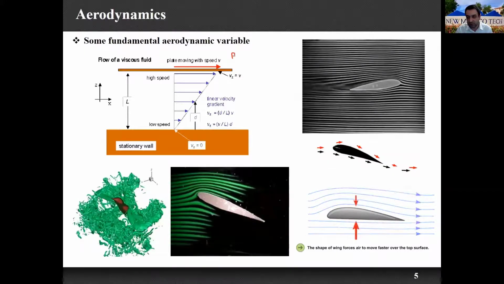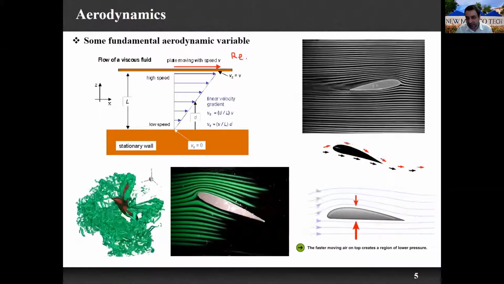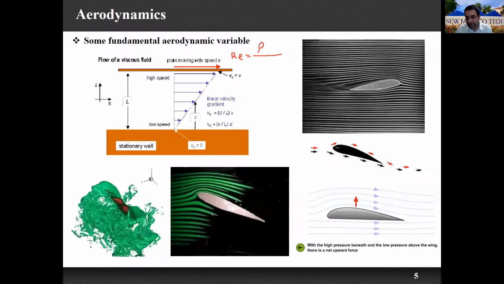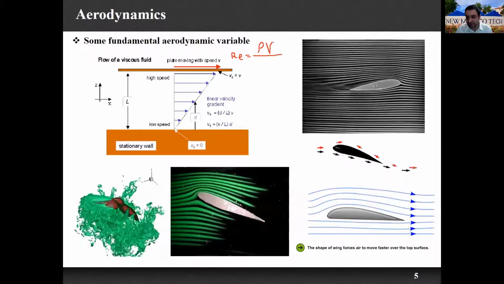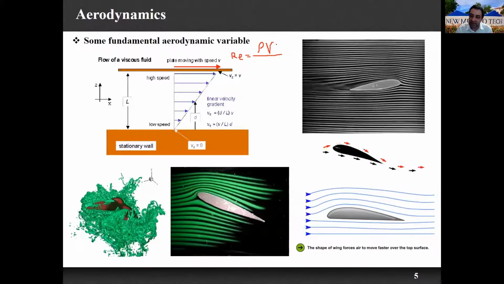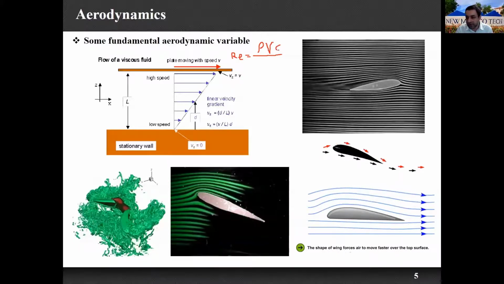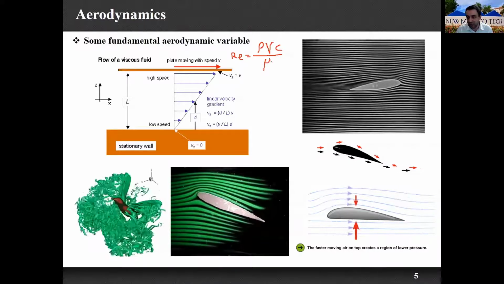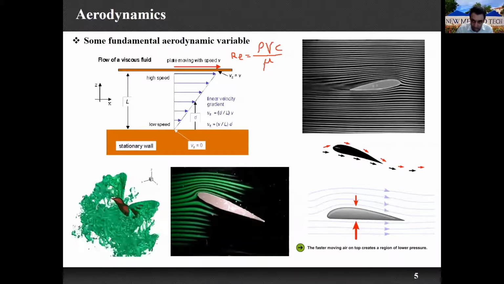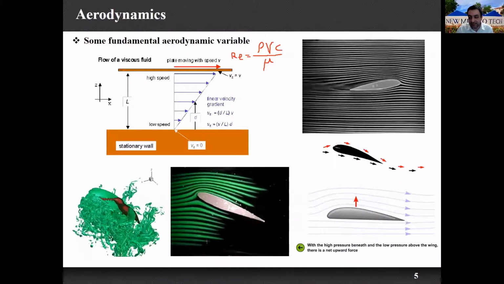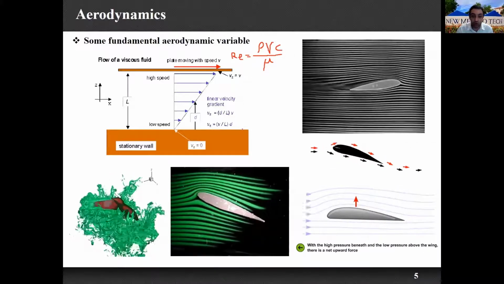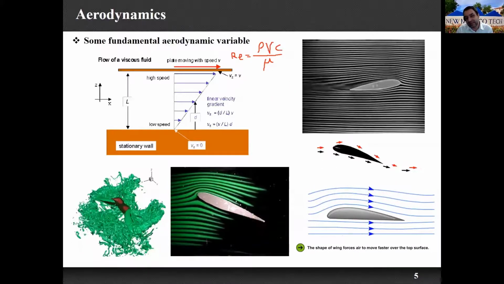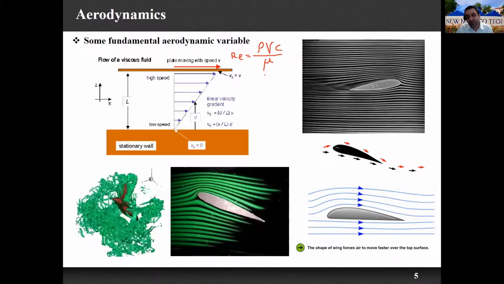The Reynolds number is equal to rho times V times C divided by mu. Rho is the density of the air, V is the velocity of your flow or your object, or the relative velocity, C is the chord length or characteristic length, and mu is the dynamic viscosity.